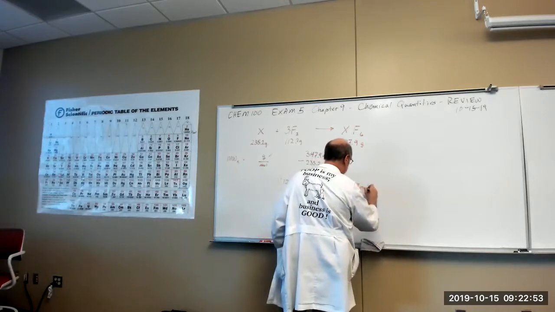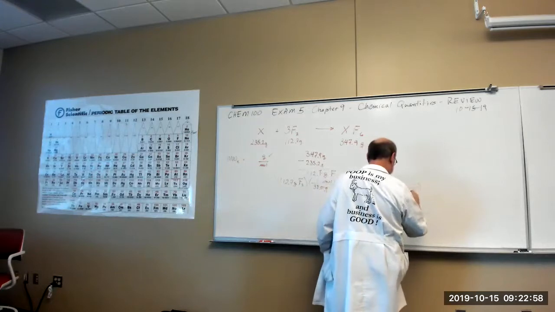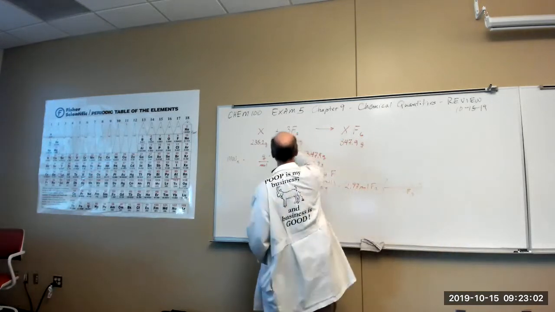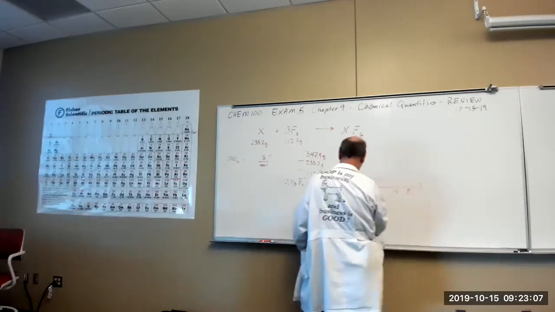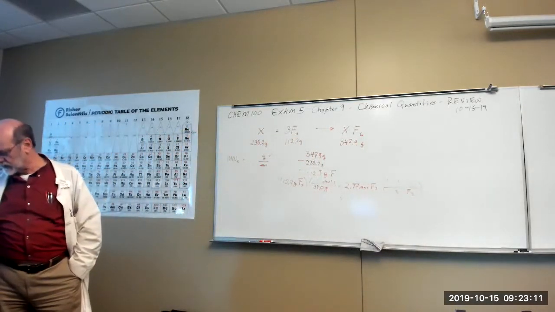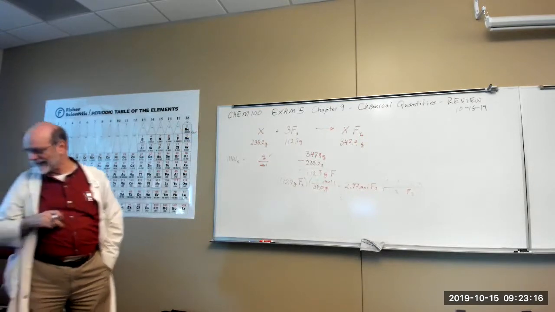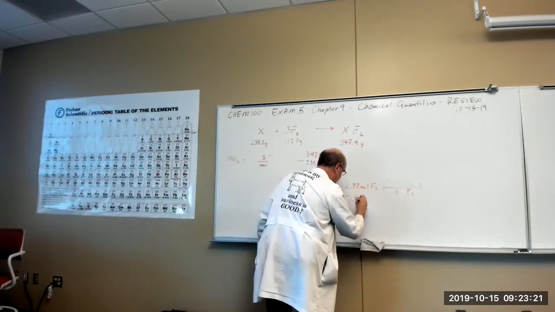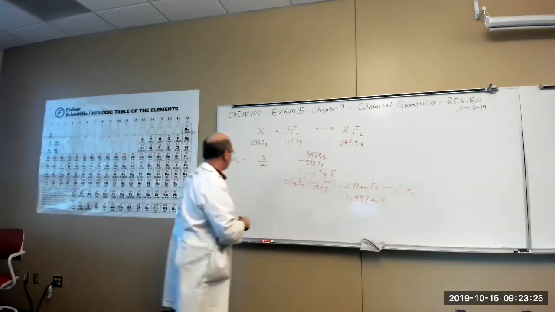moles of fluorine. Now we can find out how many moles of X. So the ratio is 3 to 1. 3 to 1. When you divide that by 3, pretty close to 1. 0.989. Now we got moles of X.